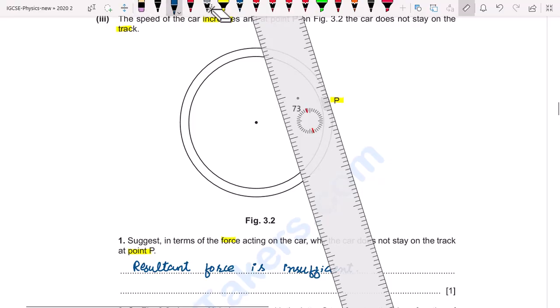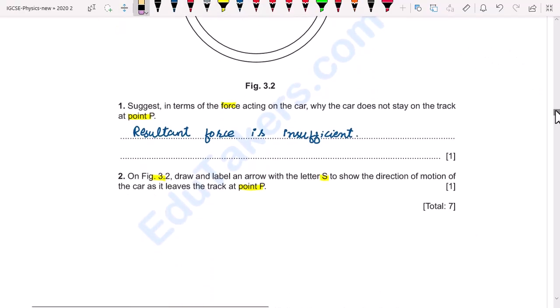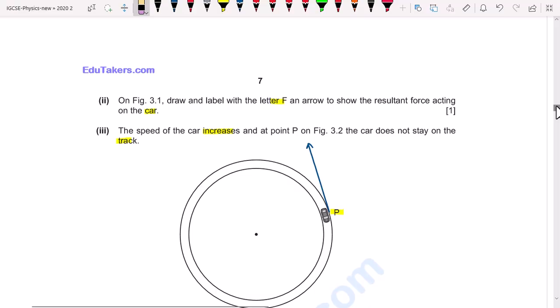The car will move in this direction. It will be a straight path. And we have to mention this with the S. So I write here S. So this is the direction of the motion of car when it does not move into the circular path. It moves along a straight line that is tangent to point P.